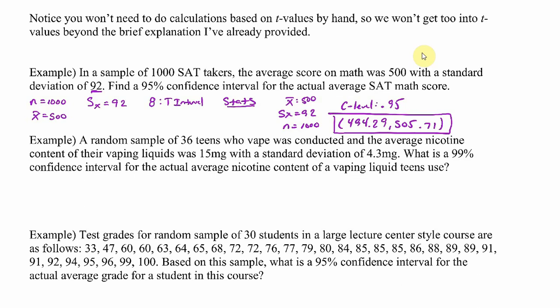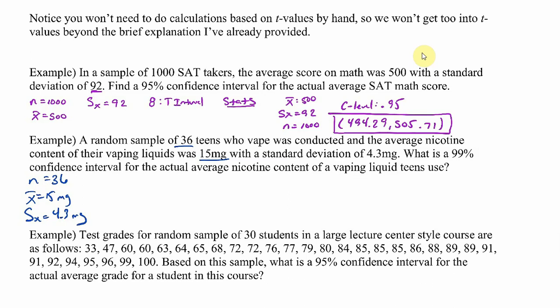All right, well, let's take a look here. So again, it's the same idea. Let's see, n is 36, so greater than or equal to 30. We're good there with the normal distribution. The average nicotine content for the sample was 15 milligrams with a sample standard deviation of 4.3 milligrams. Okay, what was the 99% confidence interval? Okay, so same thing.